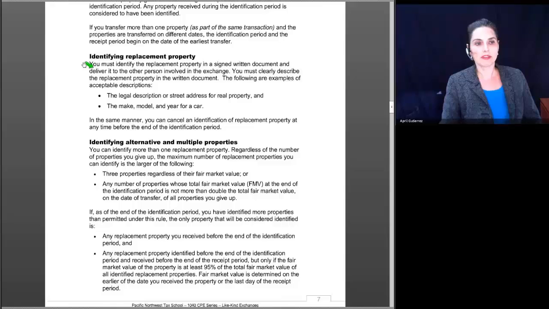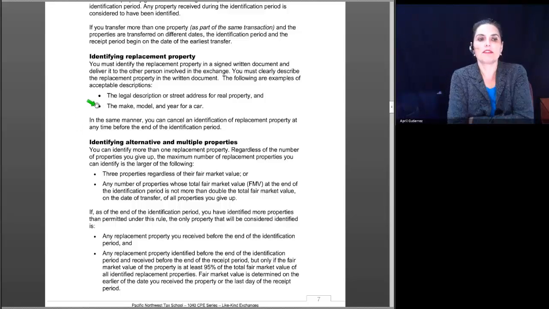Identifying replacement property. You must identify the replacement property in a signed written document and deliver it to the other person involved in the exchange. You must clearly describe the replacement property in the written document. The following are examples of acceptable descriptions: the legal description or street address for the real property and the make, model, and year for a car. In the same manner, you can cancel an identification period of replacement property at any time before the end of the identification period. So you may see here make, model, and year of car.